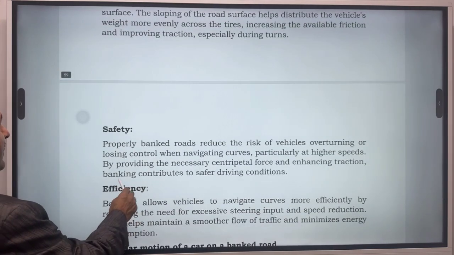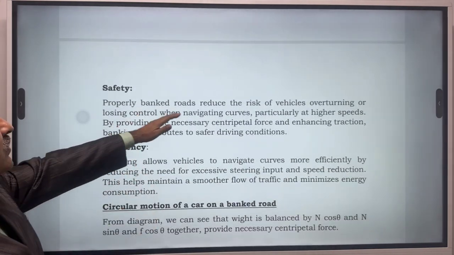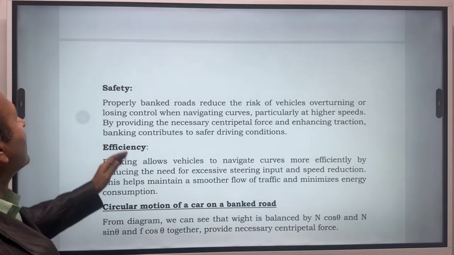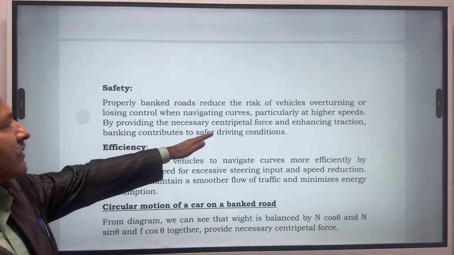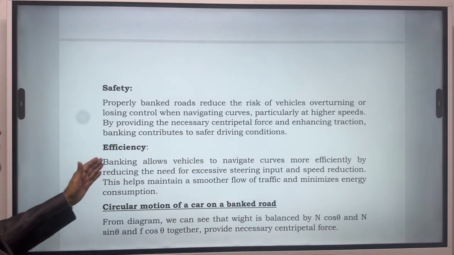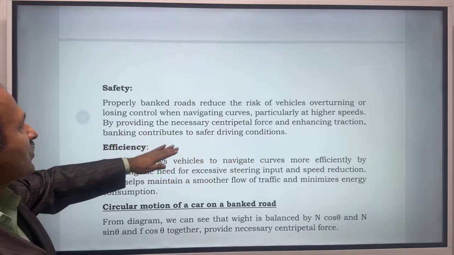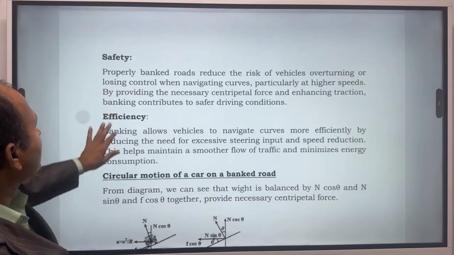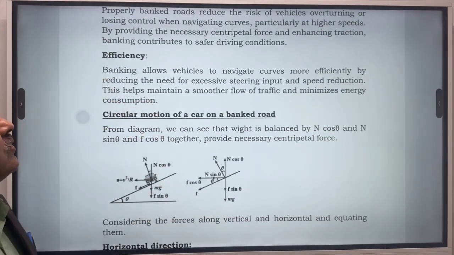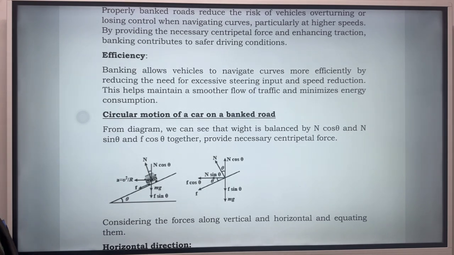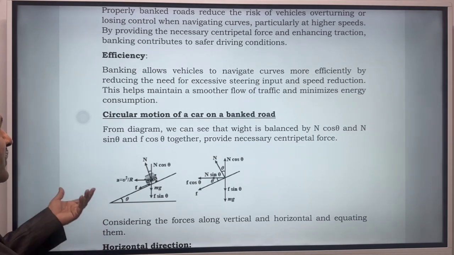And it is necessary for safety purposes also. Properly banked roads reduce the risk of vehicles overturning or losing control when navigating curves, particularly at higher speeds. By providing the necessary centripetal force and enhancing traction, banking contributes to safer driving conditions. Efficiency: banking allows vehicles to navigate curves more efficiently by reducing the need for excessive steering input and speed reduction. This helps maintain a smoother flow of traffic and minimizes energy consumption.